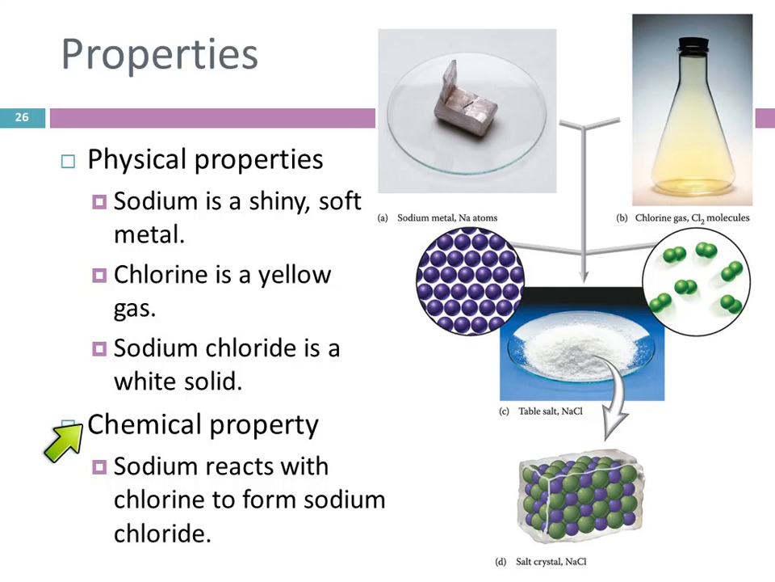A chemical property is a description of how these things interact with each other. Sodium reacts with chlorine to form sodium chloride. That is a chemical property.